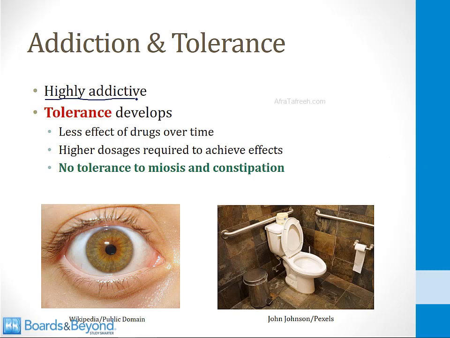You should also know that patients who use opioids chronically, whether for a legitimate reason or as a drug of abuse, develop what's known as tolerance. This means that the drugs have less effect over time and higher dosages are required to achieve the effects. The exceptions to this are miosis and constipation. These persist even when patients are tolerant to opioids. So if you see a chronic opioid user in the emergency room, even though they may have less pain effects from the drugs, they will still have miosis and constipation because there is no tolerance to these two opioid effects.